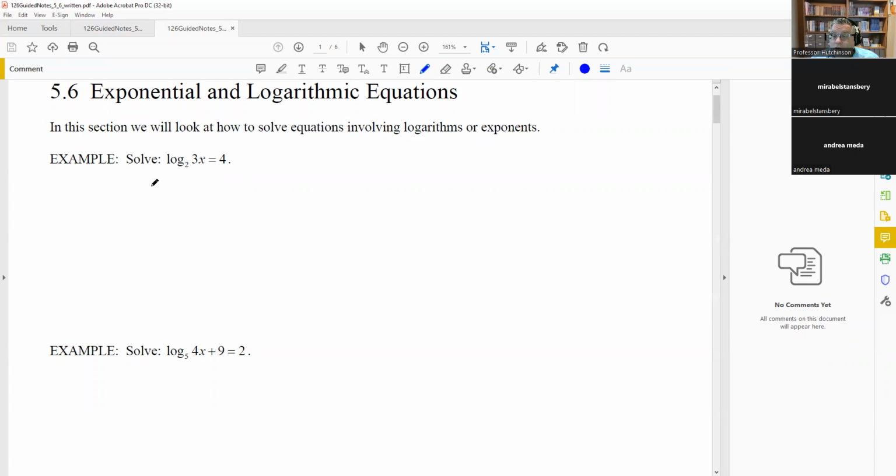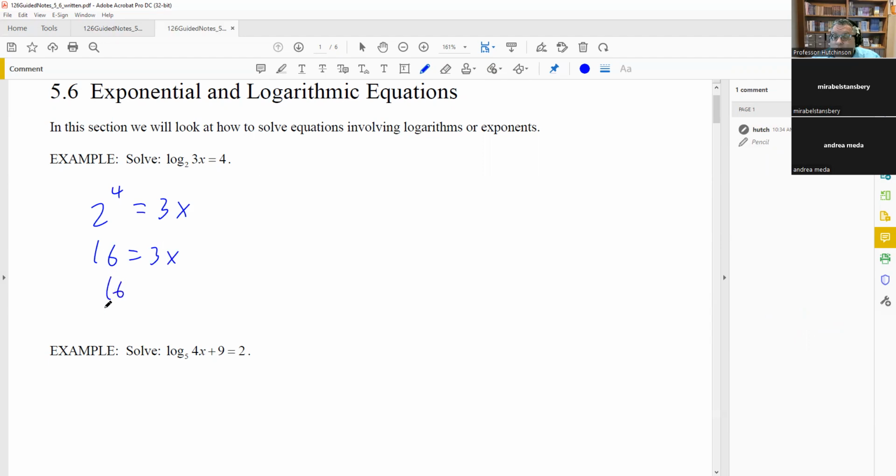That's the idea here. To do this problem, you take the base and raise it to the number after the equal sign, and that's going to equal whatever you have left over. So changing it from log form to exponential: 2 raised to the 4th power equals 3x. 2 to the 4th power is 16. Then if you divide both sides by 3, we get the answer of 16/3. Okay, so 16/3 would be your answer.